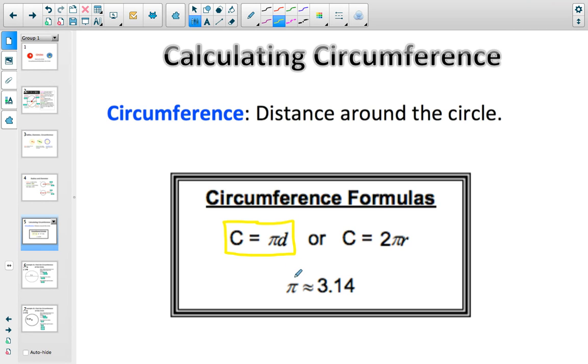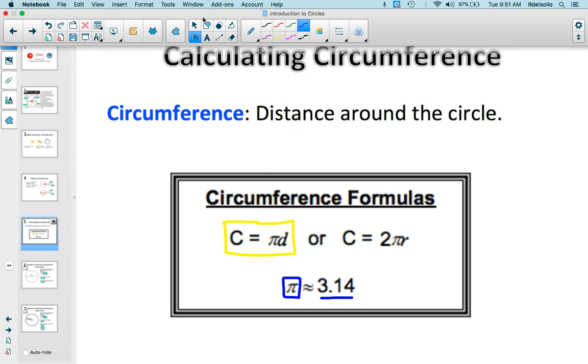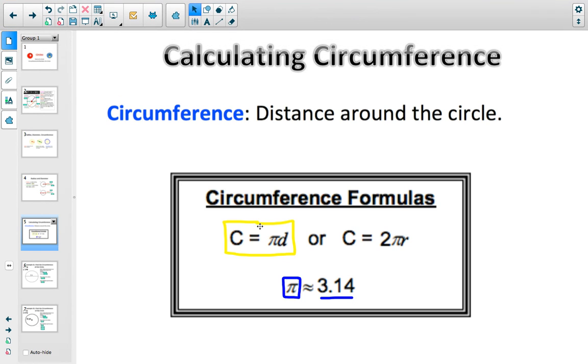So this symbol might be a new symbol for some of you, but this symbol here means pi. And the number that we use to represent pi is 3.14. So again, if you're given the diameter and you need to find the circumference, you're going to use c equals pi times d.